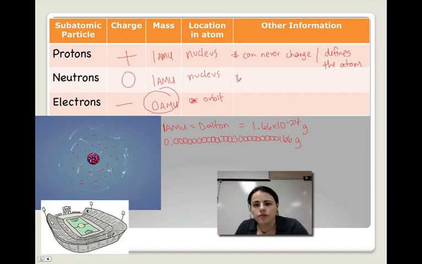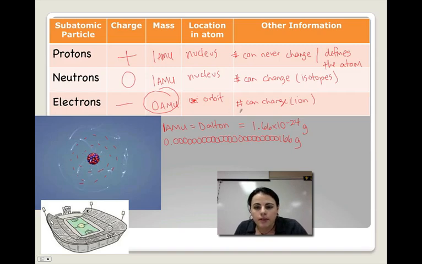Neutrons, the number of neutrons in an atom can change. And we will talk about this later. We call these things isotopes. Isotopes is when they have different masses. Electrons, the number can change. And when it does, we call it an ion. So this is when they get positive or negative charges. We will talk about ions later.